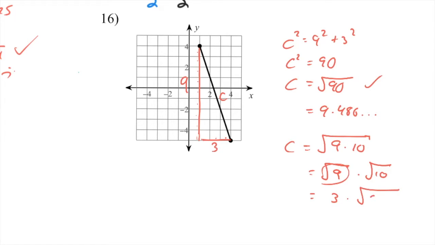Square root of 10, we could do it again by doing 5 and 2, but neither of these pieces are perfect squares. They're not nice squares, so they can't really be simplified. So this is 3 root 10, and if you plug that into your calculator, 3 root 10, you still get 9.486 blah, blah, blah. This is the same thing.